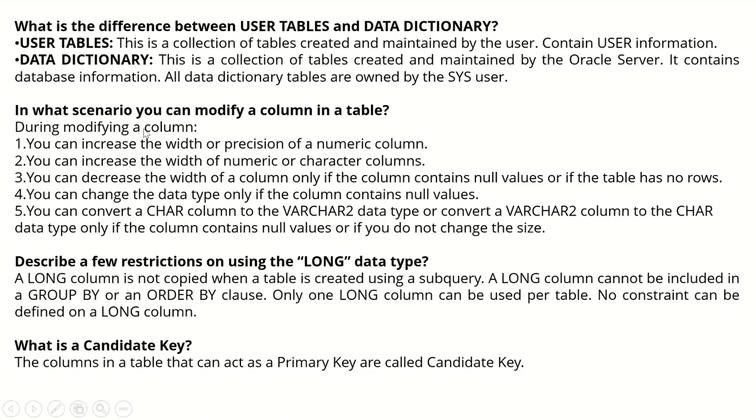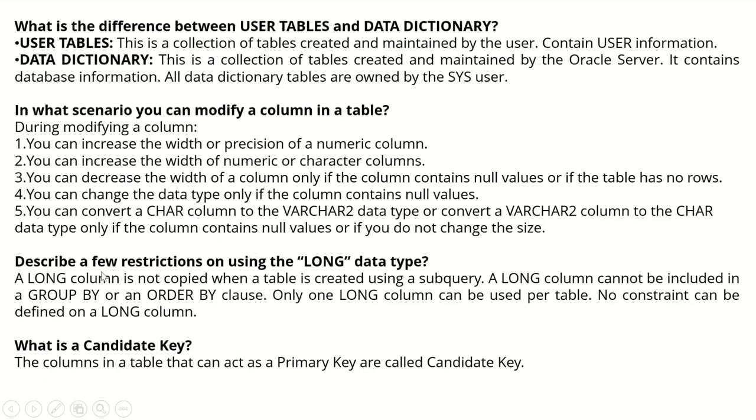Okay, so in what scenario can you modify a column in a table? While modifying a column, you can increase the width or precision of a numeric column. You can increase the width of numeric or character columns. You can decrease the width of the column only if the column contains null values or if the table has no rows. You can change the data type only if the column contains null values. You can convert a char column to the varchar2 data type or convert a varchar2 column to the char data type only if the column contains null values or if you do not change the size.